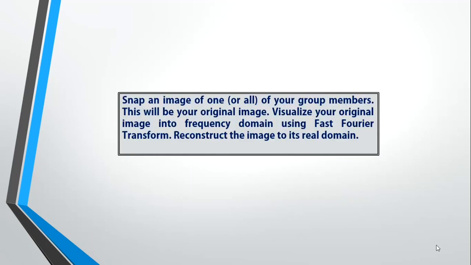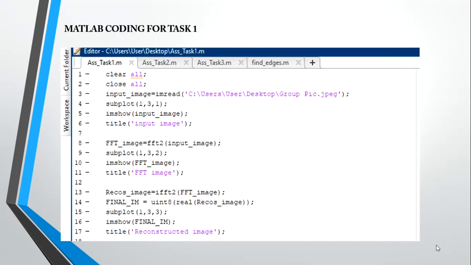And for task one, this is the question for task one. We should snap an image of one or all of our group members. This will be the original image, and then we should visualize the original image in the frequency domain using fast Fourier transform, and then we should reconstruct the image to the real domain. And this is the code for task one.